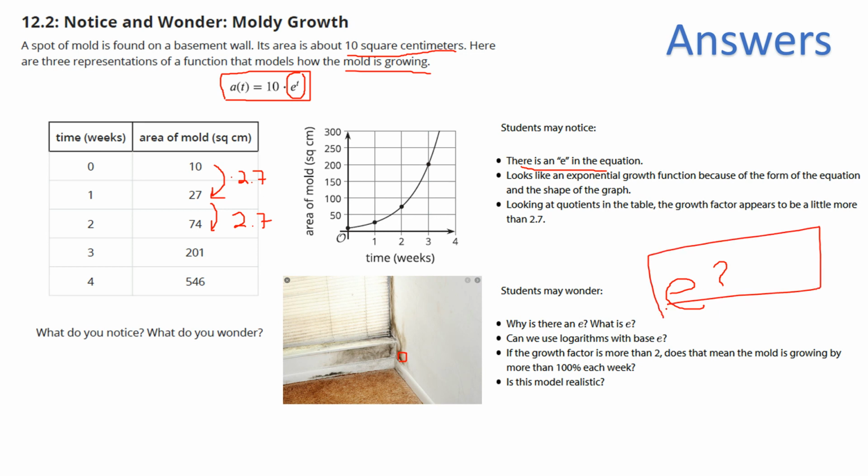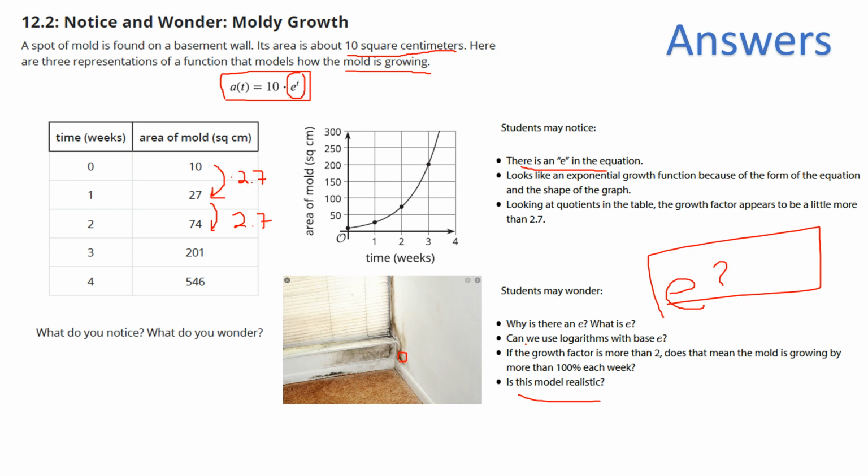Can we use logarithms with base E? You just came back from learning how to convert exponential functions to logarithmic functions, so how does that work with base E? If the growth factor is more than 2, does that mean that the mold is growing by more than 100% each week? And is this a realistic model? These are things that you could have written down as wondering. Basically, anything you write down as a notice and wonder, you should get full credit for.